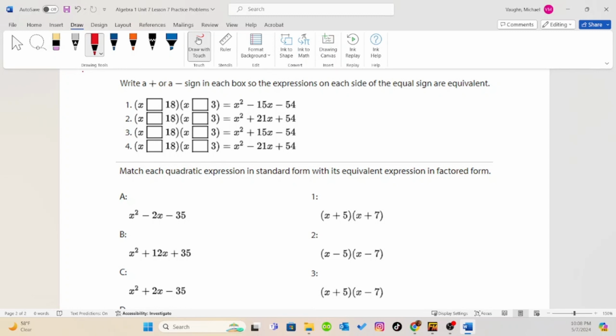Next practice problem. Write a plus or a minus sign in each box so the expressions on each side of the equal sign are equivalent. So, as we look at this, one thing I know is that if I use the FOIL method, then I am going to be multiplying my constants together. So in all of these, I would multiply 18 times 3. Now, if I get a negative, these signs are going to need to be opposites.